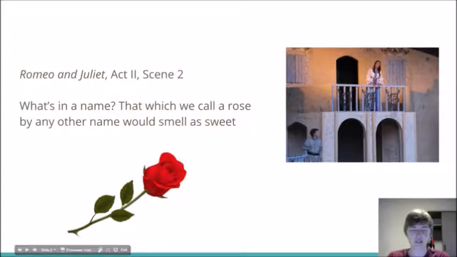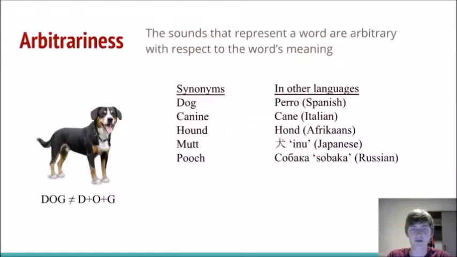So first, let me start off with a quote from Romeo and Juliet. Juliet says, "What's in a name? That which we call a rose by any other name would smell as sweet." The idea Juliet is trying to convey is that the fact that we call this flower a rose, like we spell it R-O-S-E and pronounce it rose, is just arbitrary. We could call it some other name, and it would smell just as sweet as it did already. So this is the idea of arbitrariness.